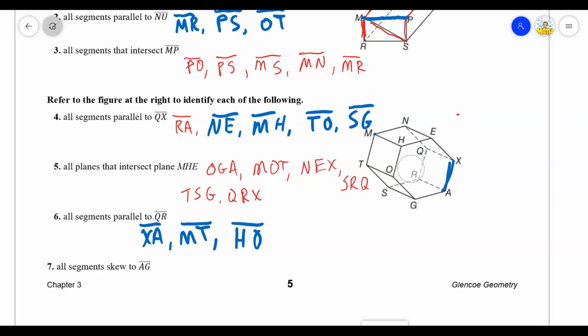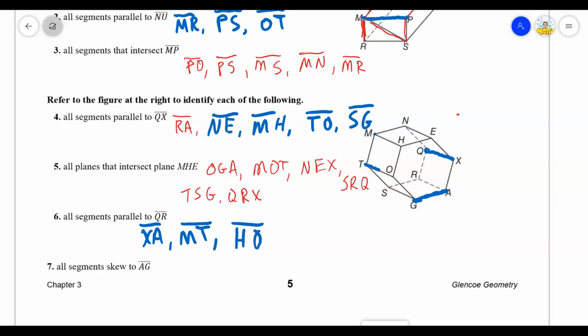Now, last question here. All segments skew to AG. This is a harder concept to picture. You have to be able to really see in 3 dimensions. So here's AG. We can see like SR would be parallel to it. HE would be parallel to it. But when we're talking about skew, we'd be talking about a segment like this, where these 2 lines would never intersect each other, but they're also not parallel, right?